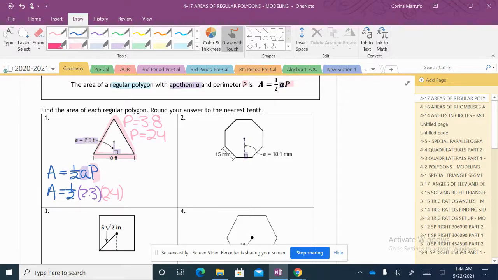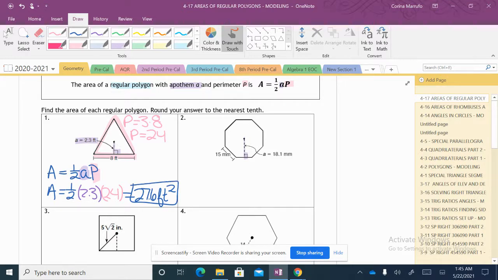I go ahead and put all of that in my calculator, and I get 27.6. Our units here are feet, and we're finding the area, so feet squared.